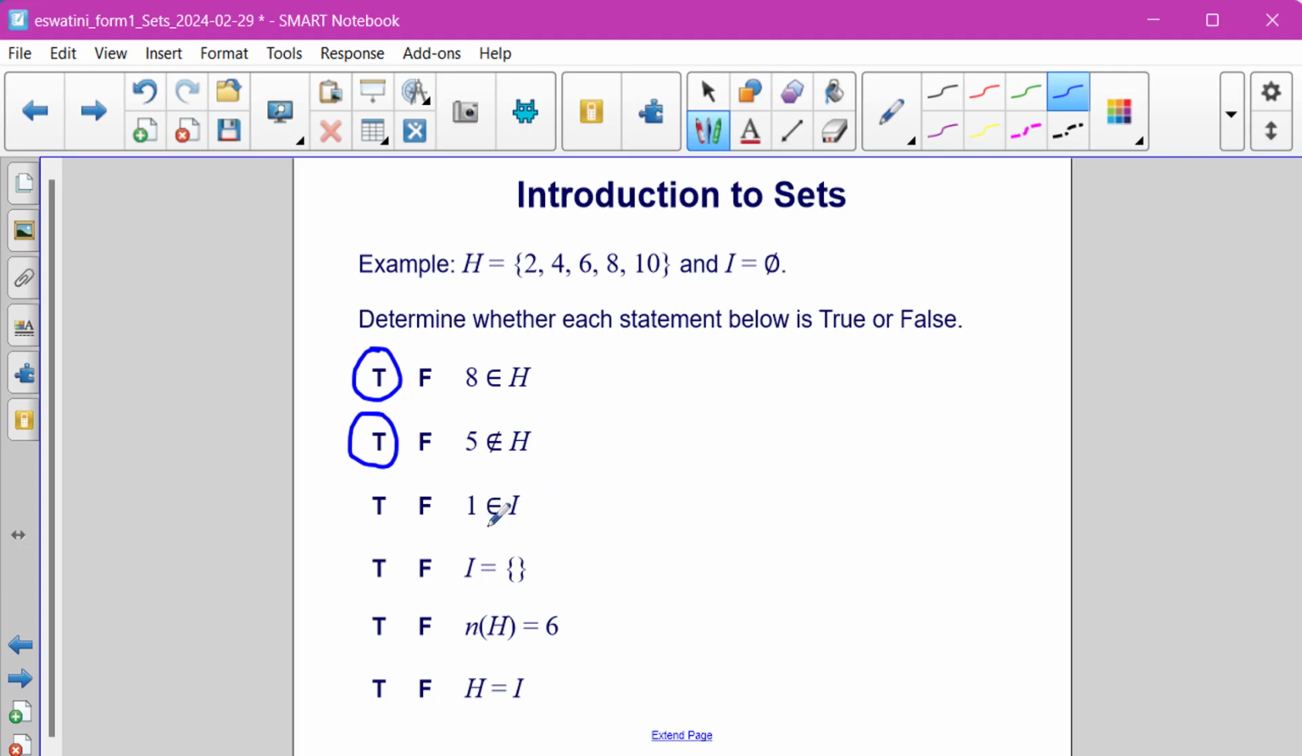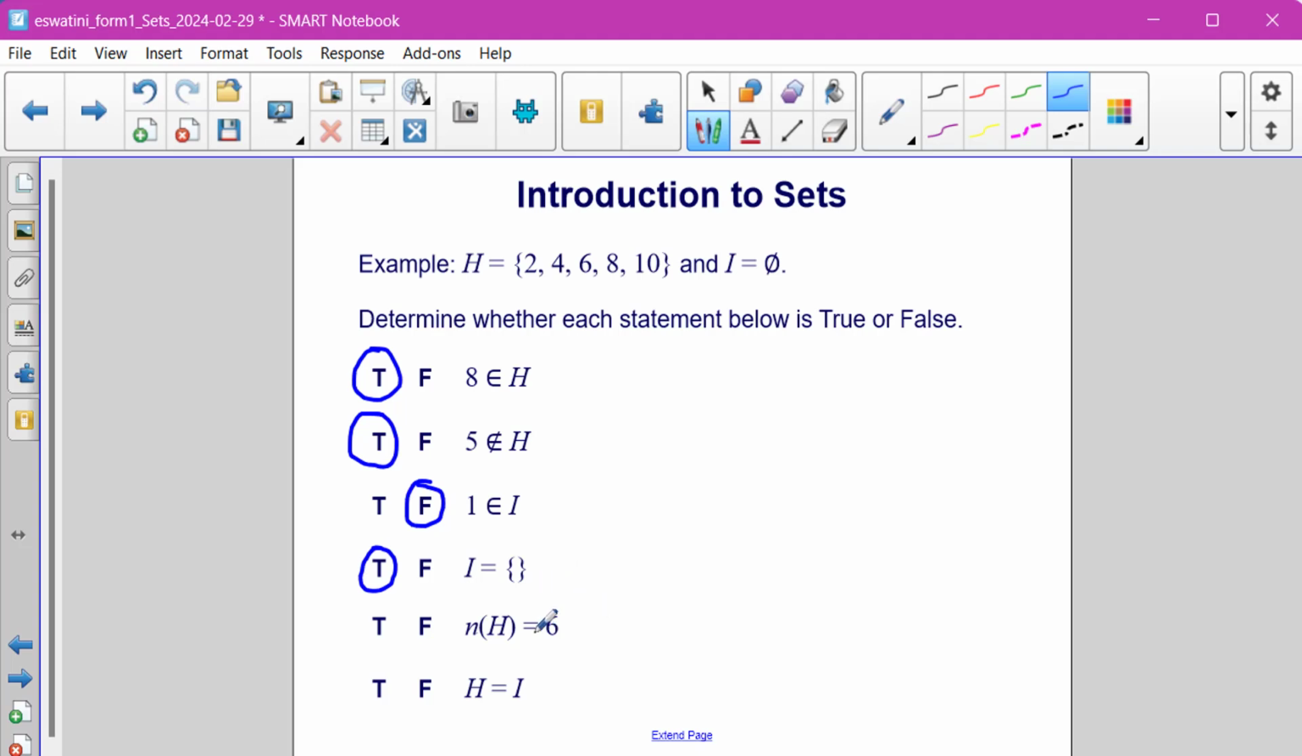Now let's look at our third one. 1 is an element of I. Well, I is an empty set, so this is a false statement. Now let's look at our next one. I is equal to a set that has empty braces or is an empty set. That is a true statement because it says the same thing up here. It's an empty set with the Greek letter phi. This is the other notation for having an empty set.